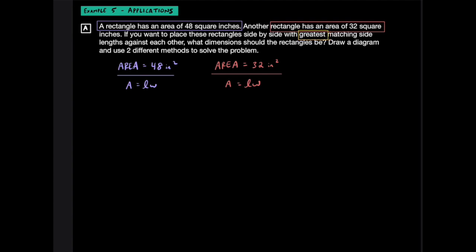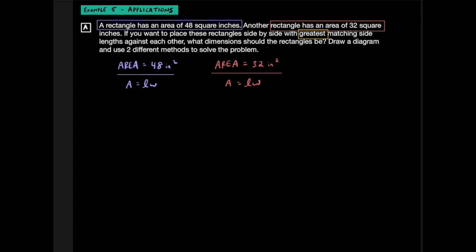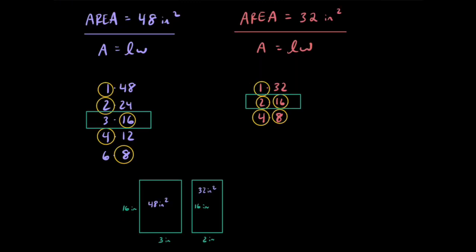Since we're looking to fit these two rectangles side by side perfectly, they have to be the same length. Just to be very clear, I'm going to do this first example using all three methods. While we can create multiple different rectangles with these areas, which dimensions will give us the greatest matching side length? It turns out that the dimensions that contain the greatest common factor will create the greatest common side length between the two rectangles. We can put this 3x16 and 2x16 rectangle next to each other, sharing the greatest common side length of 16 inches. While there were other dimensions we could use to match up these rectangles, these dimensions give us the greatest common side length.